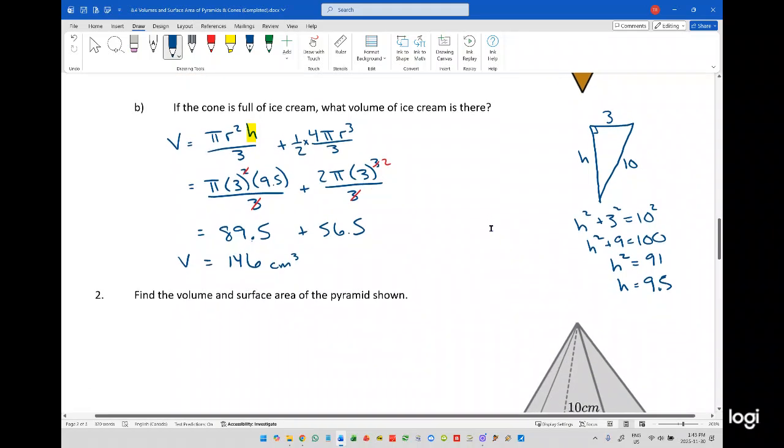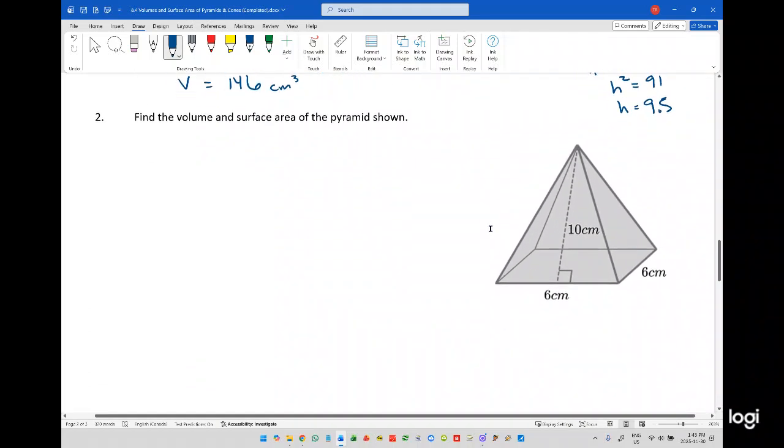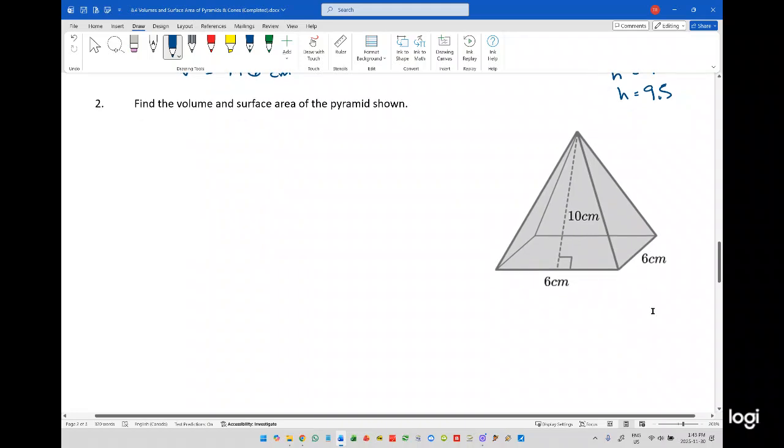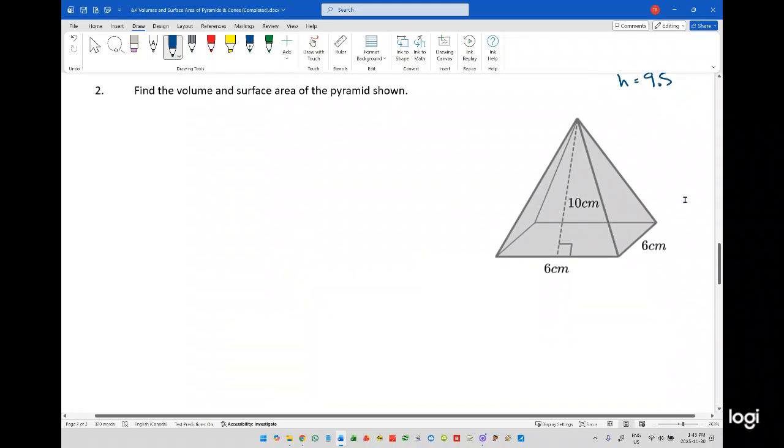All right, the next one we're going to do is just find the volume and surface area of the pyramid shown. Volume, that one's not too tricky. That's the area of the base, which in this case is 6 squared, times the height. Now, unfortunately, if you look carefully at that diagram, the 10 is measuring the length of that dotted line, but it's going from the middle of a side to the top, not the middle of the base to the top, which means that that's actually the slant height, L.